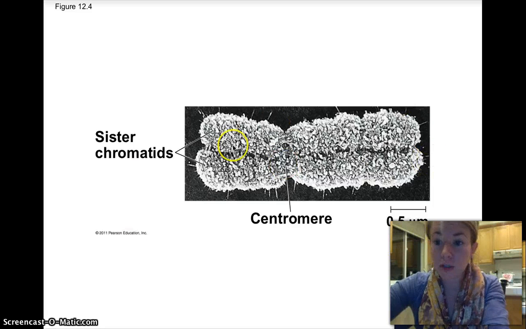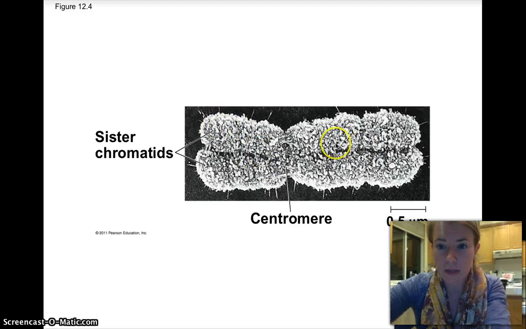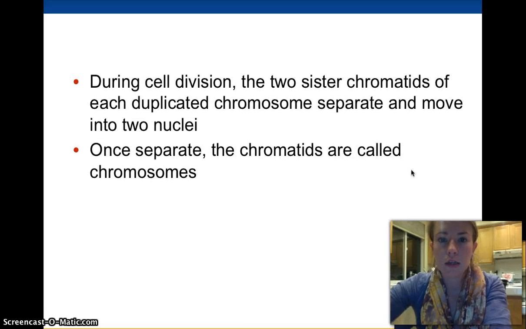And this whole thing is a chromosome. This is the centromere where they attach, like where the two lines cross in the X, and one of these is a sister chromatid. One sister chromatid, second sister chromatid.